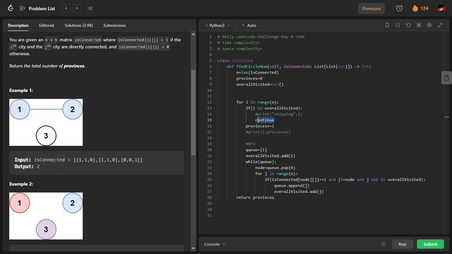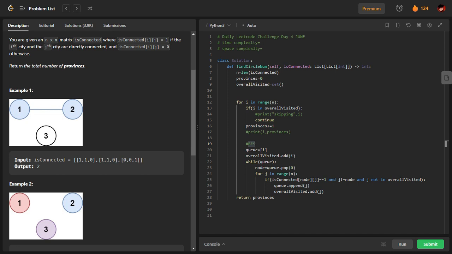Okay, let us come to the case where we see the first node. That means we are just starting the process of running that. So what will happen is this will not be executed. It's not in this, so this will not be executed. We'll come to here. So I will increment my provinces by 1. I have found my first province. So I will start my BFS traversal from it.